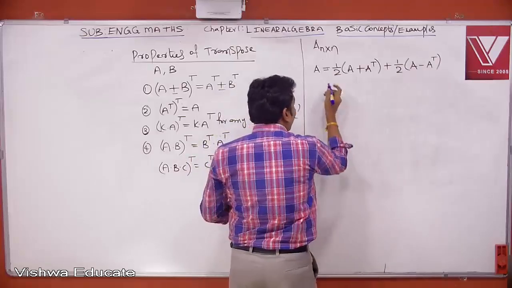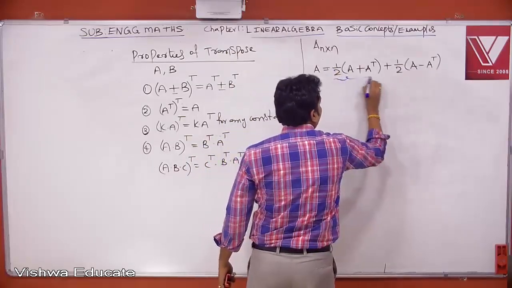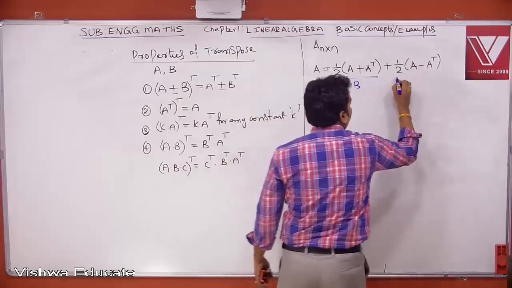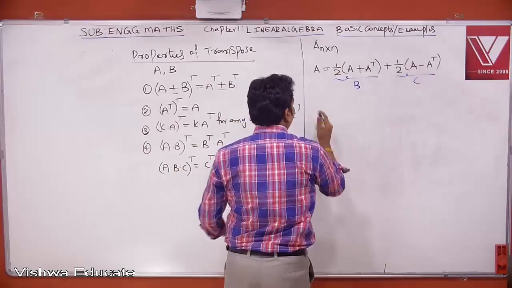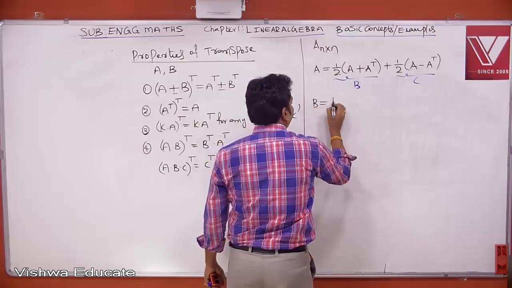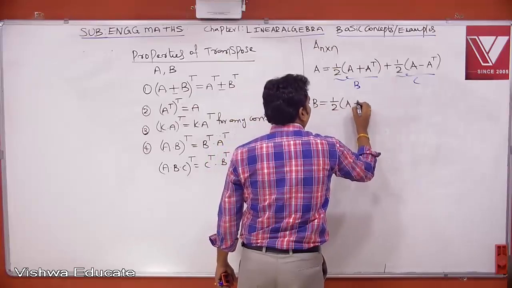Now let us see what is the benefit of this. This is one matrix B. I call this another matrix C. So here what is matrix B? Half into A plus A transpose.